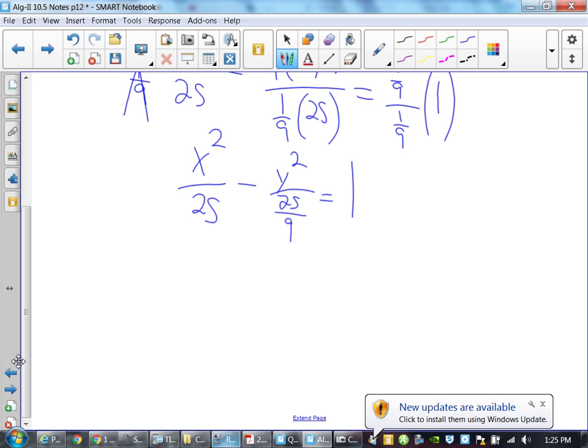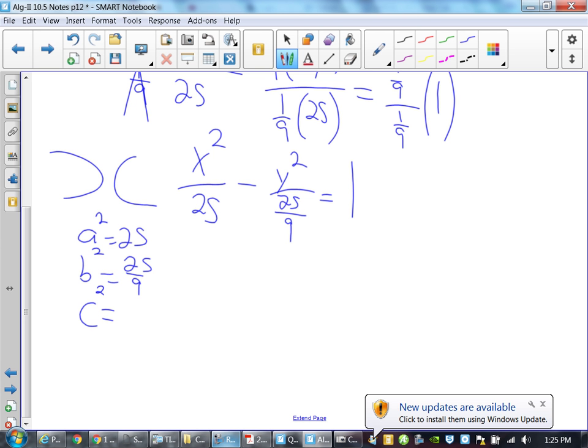So this just means it's an x squared hyperbola, which means which direction is it opening? Left and right. So it's going to go like this. So a squared is 25, b squared is 25 over 9, c squared is whatever all this winds up being.